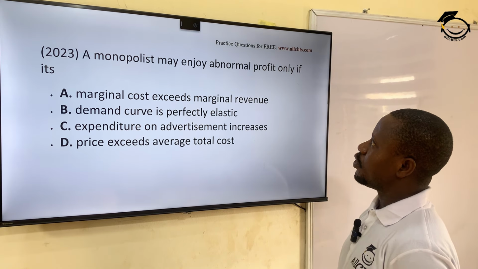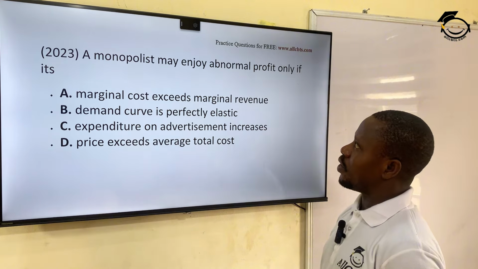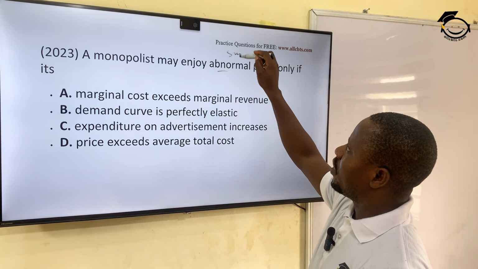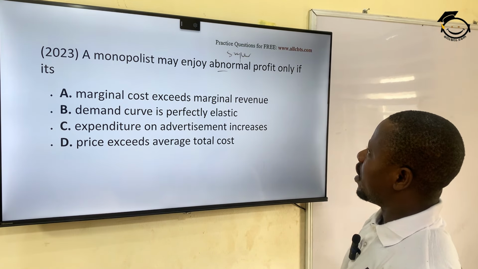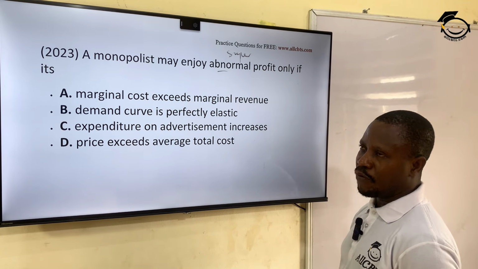A monopolist may enjoy abnormal profit only if, another one for abnormal profit is super normal profit, above normal. All right? So how can you enjoy above normal profit or super normal profit?